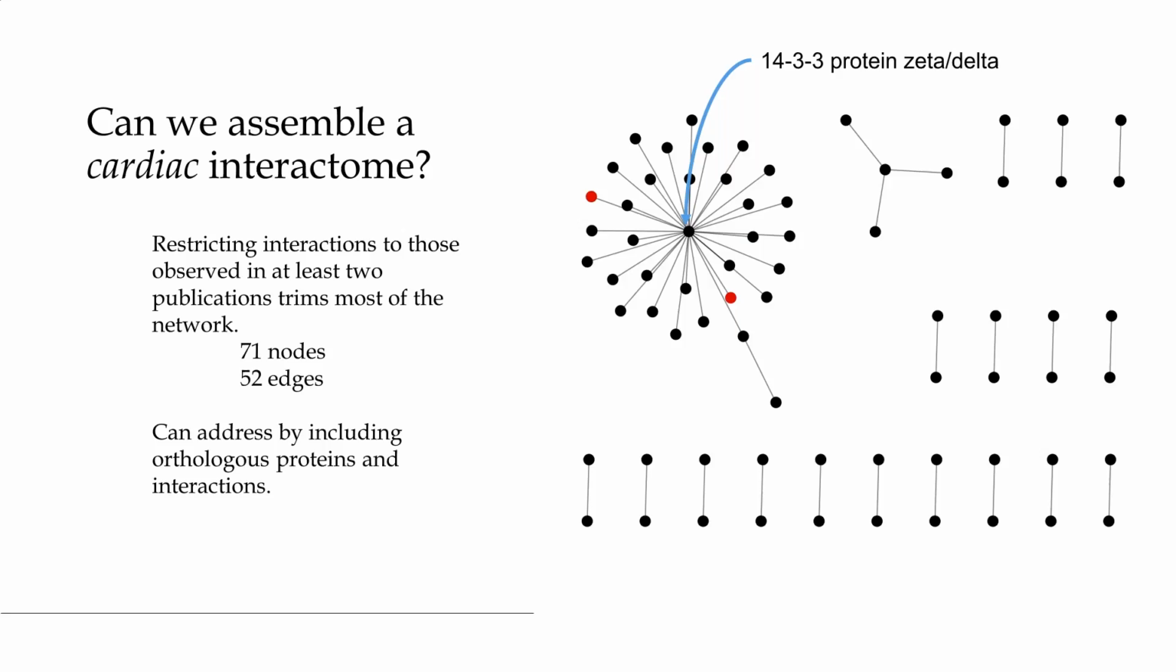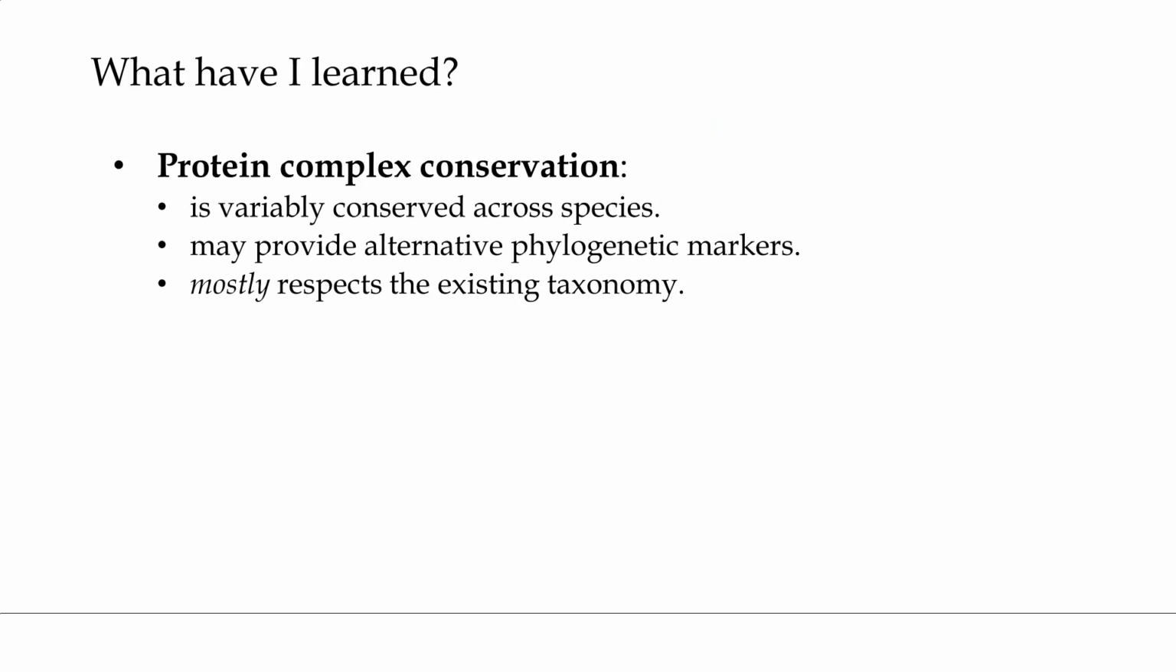So overall, and to summarize here, we've seen the protein complex conservation is highly variably conserved across species, but may in fact provide alternative phylogenetic markers for bacteria, and that's handy because it mostly respects the existing taxonomy.